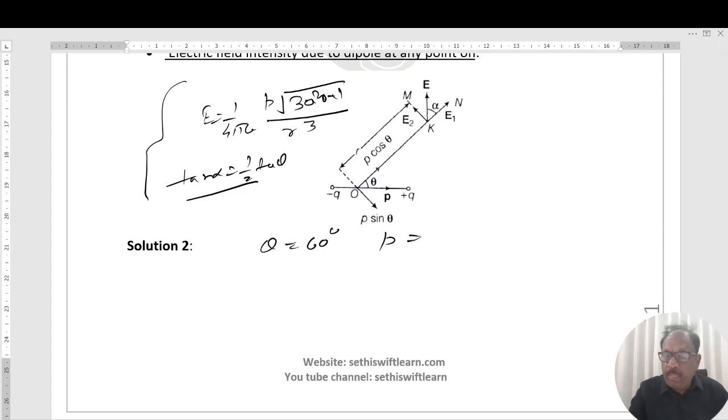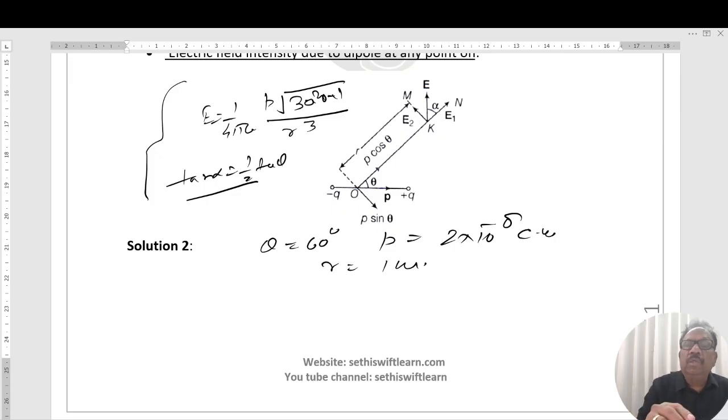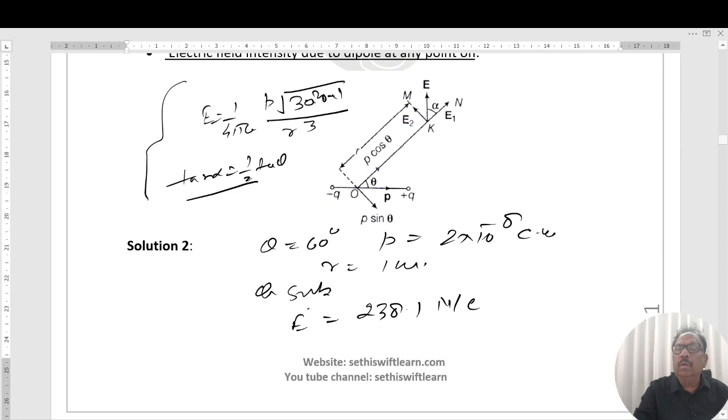P is given, 2 into 10 to the minus 8 coulomb meter, and r is given to you, distance 1 meter. Just substitute the values. On substituting and simplifying, we get the electric field intensity 238.1 Newton per coulomb.